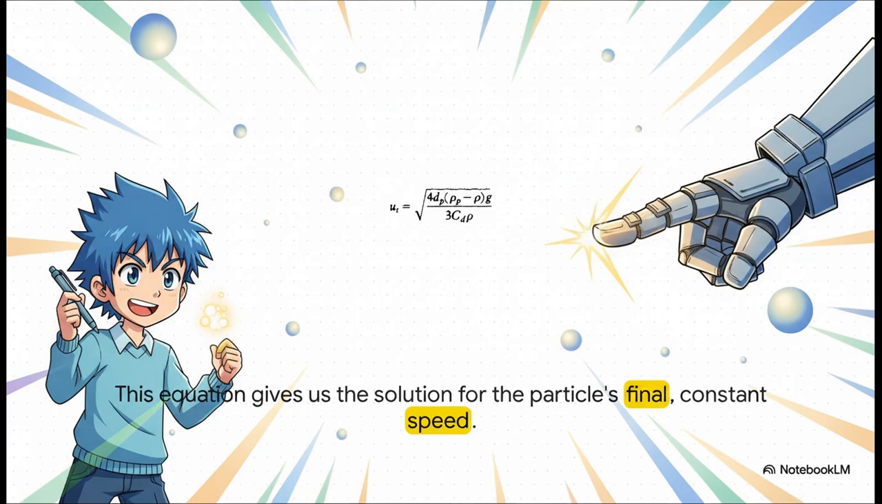By taking our gravity force and setting it equal to our drag force, we can solve for that final speed, ut. And this equation tells us that the terminal velocity depends on stuff that makes sense, right? Like the particle's size, its density, the fluid's density, and this really important character, CD, the drag coefficient. We're going to need to figure that one out.